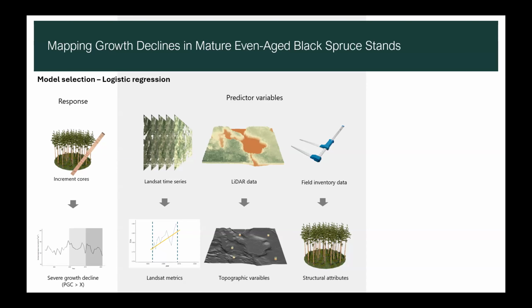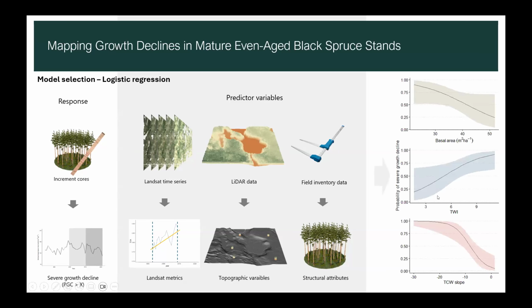Then using a model selection and variable selection process, we identified three variables that had a significant effect on the probability for a plot to have sustained a severe growth decline. The basal area of the stand was related to that, the wetness of the site, and the slope of a spectral index, the Tasseled Cap Wetness, for those who know about these spectral indices from Landsat.